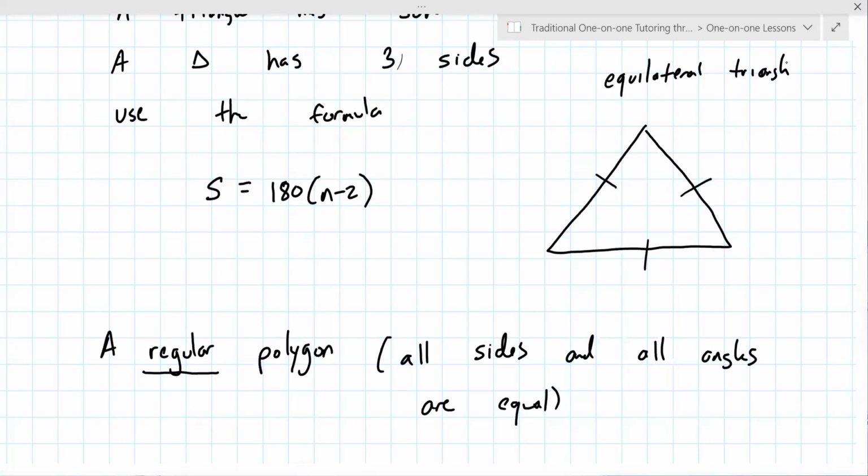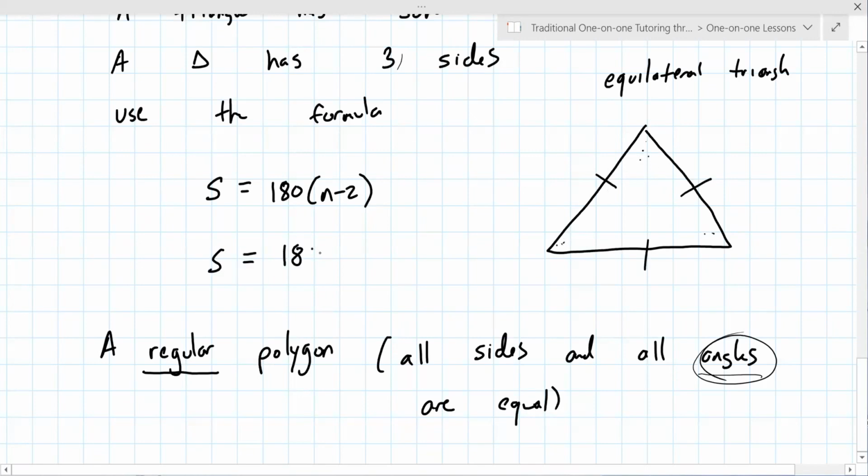Since they all have the same angle measure, how many angles are in a triangle? Three. You can take the sum and divide it by the number of angles, and that will equal 60 degrees.